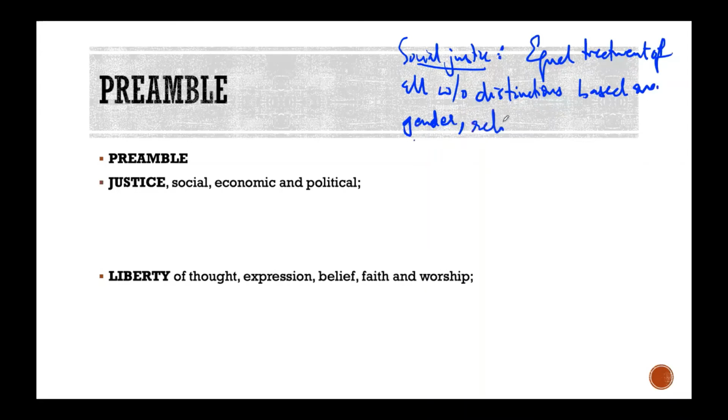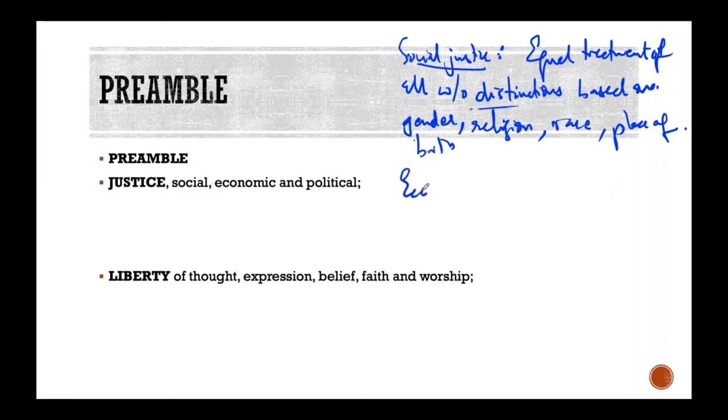It does not depend on your religion. We're all equal regardless of our religion. It does not depend on race. It does not depend on your place of birth. None of these social distinctions are going to result in any sort of ill treatment. Everybody is going to be treated equal by the state.